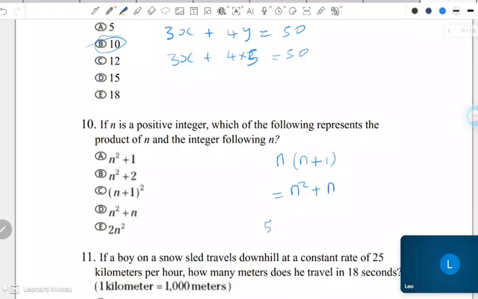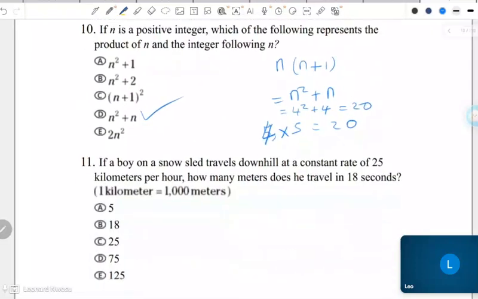Can this be correct? Let's check with 4 and 5. If n is 4, the one following it is 5. 4 times 5 is 20. Is it correct here? If n is 4, this is 4 squared plus 4, and 4 squared plus 4 is 20. So this is correct: n squared plus n. I think we have now solved up to 6 questions.